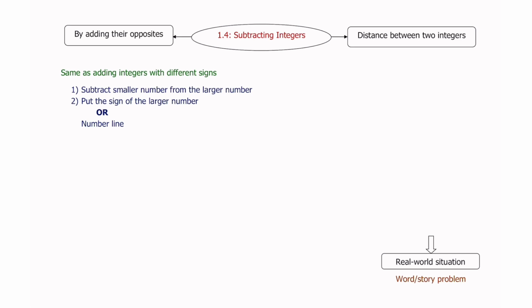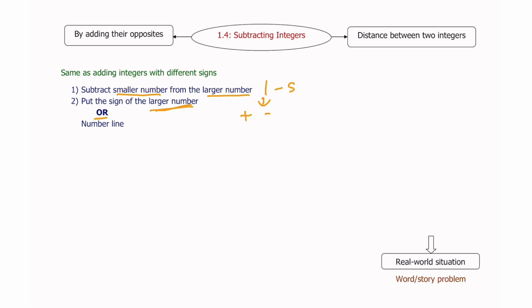It says it's the same as adding integers with different signs that we have already done in the previous chapter. What does it say? You subtract the smaller number from the larger number. So it's basically smaller from the larger, so L minus S. And then you put the sign of the larger number. Whatever the sign is, you put that sign. If it's plus, you put plus. If it's minus, you put minus. Or you can do the same on a number line.